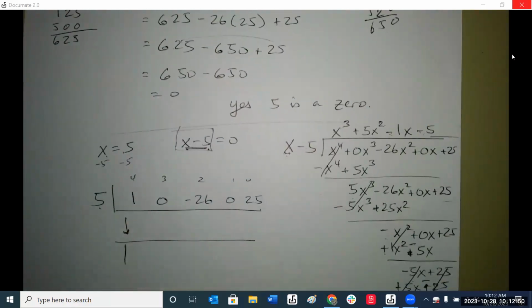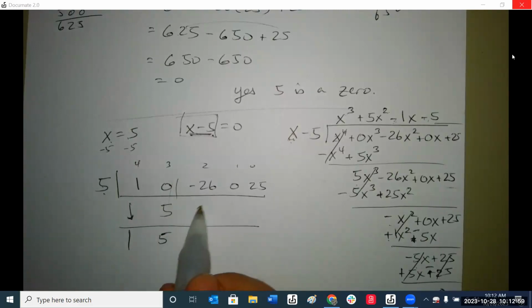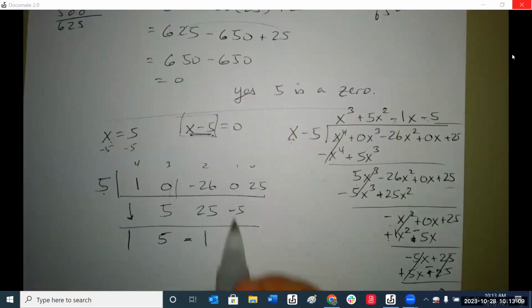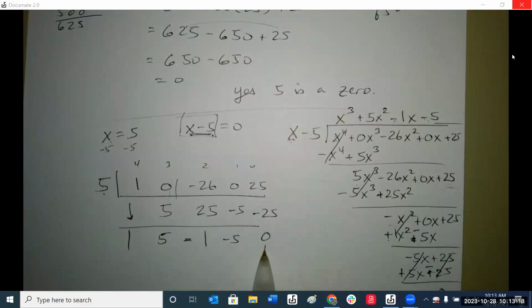Bring down the first term. 5 times 1 is 5. Add straight down. 5 times 5 is 25. Add straight down. So negative 26 plus 25, negative 1. 5 times negative 1 is negative 5. Add straight down. 5 times negative 5 is negative 25 and 0. All of those things work.